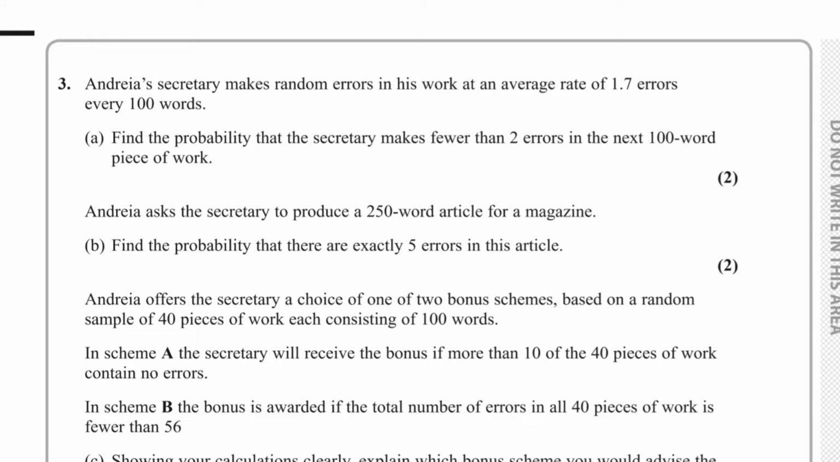Question number 3. Andrea's secretary makes random errors in his work at an average rate of 1.7 errors every 100 words. He should be fired for that. For part A, we have to find the probability that the secretary makes fewer than 2 errors in the next 100 word piece of work.